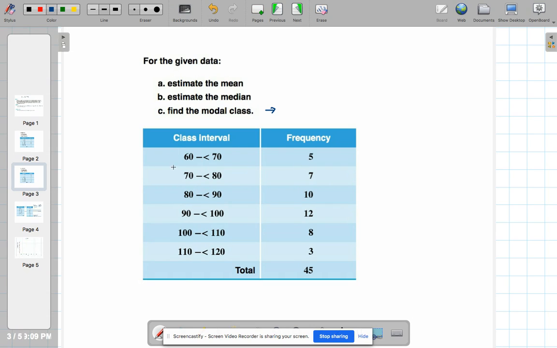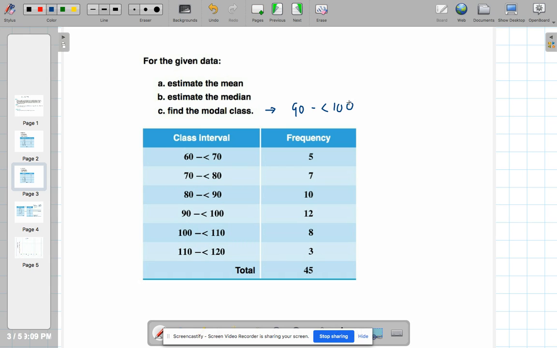But for all intents and purposes here, this means there were 5 in between 60 and 70, 7 in between 70 and 80, and so on. So to find the modal class, it's the group with the most in it. So the 90 to 100 group has 12 entries in it, so it is the modal class. I'll just write the answer a bit neater than that. The modal class is 90 to 100, just like it's written there.